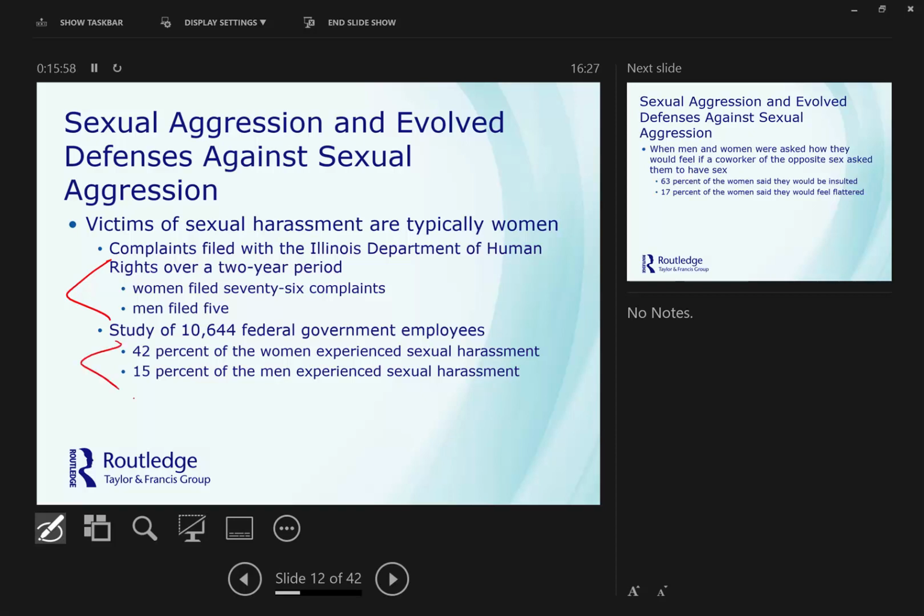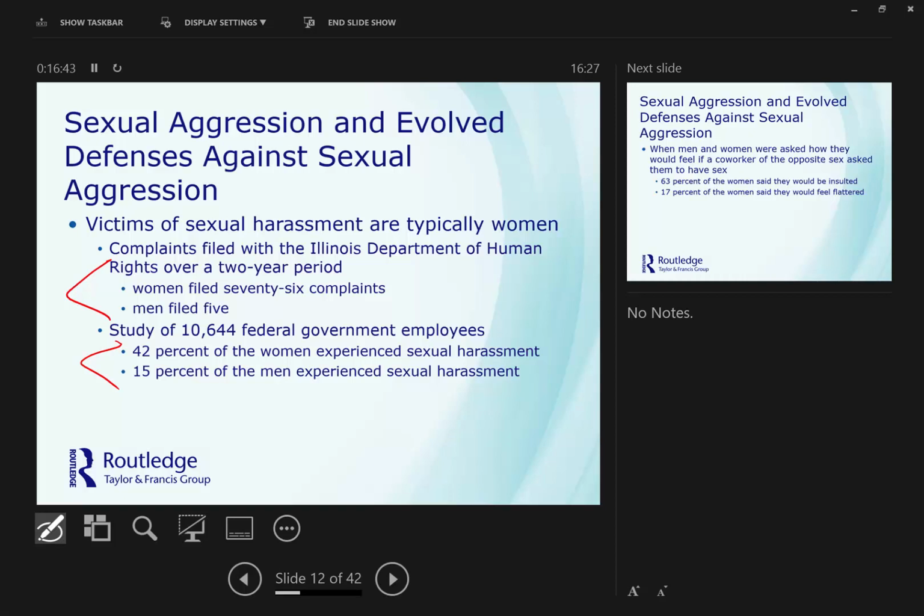Here's one for federal government employees. 42% of federal government employees that are women experience sexual harassment, which is insanely high if you think about that, right? Like over half of the women who work for the federal government are victims of sexual harassment. That's pretty appalling, if you really think about it. 15% of the men in this study of 10,000 individuals experienced some sexual harassment as well. Now, this might be a couple things. I mean, that's still 15%. Still seems like a high number, right? You'd like to see that number at 0, right? That's kind of the ideal there.